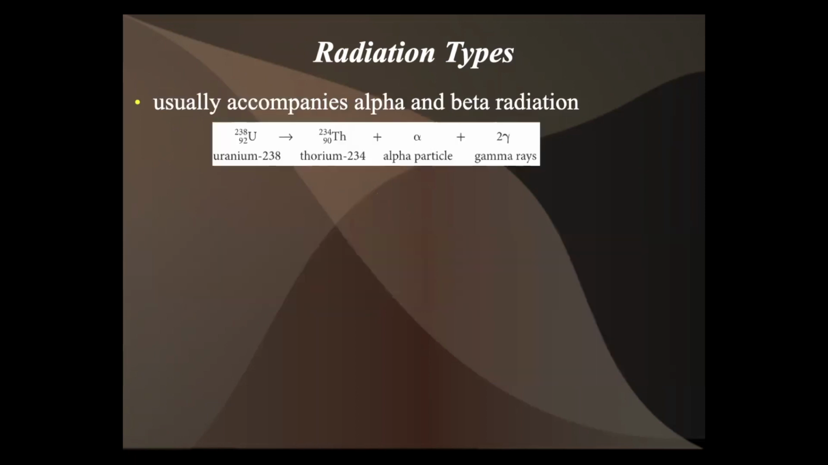So as I mentioned, usually it accompanies alpha and beta radiation. So this is the right equation I showed you in the last slide. This is what it really should look like. So you have uranium, 92 protons, loses 2 protons to become thorium 90. It also loses 2 neutrons. That's alpha decay. So it loses an alpha particle. And also it ejects some energy, which we call gamma radiation. That's usually how we see gamma radiation produced, is along with beta or alpha decay.